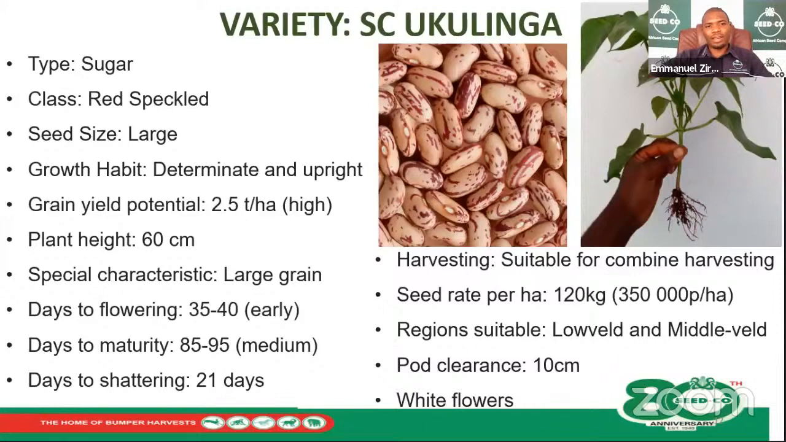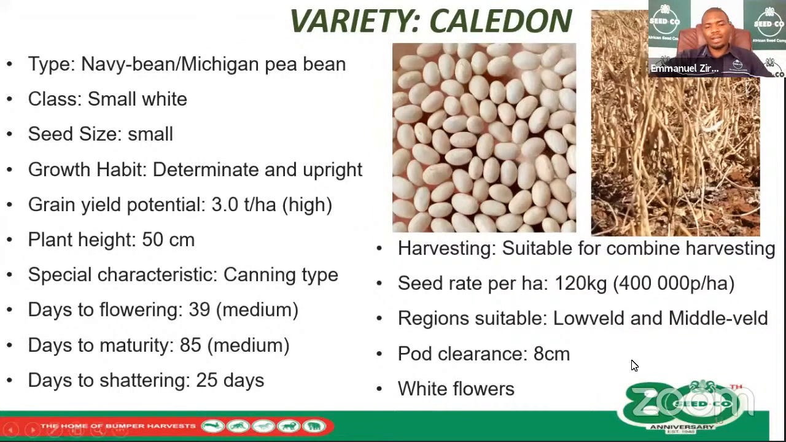Then our next variety is CALEDON. CALEDON is a navy type. We usually call it Michigan pea bean. It's classified in the small white category, and its seed size is small.